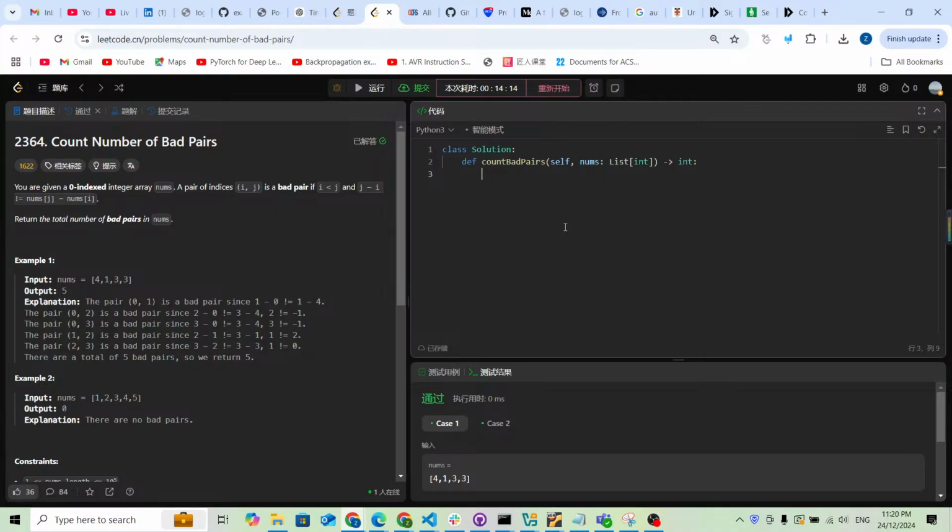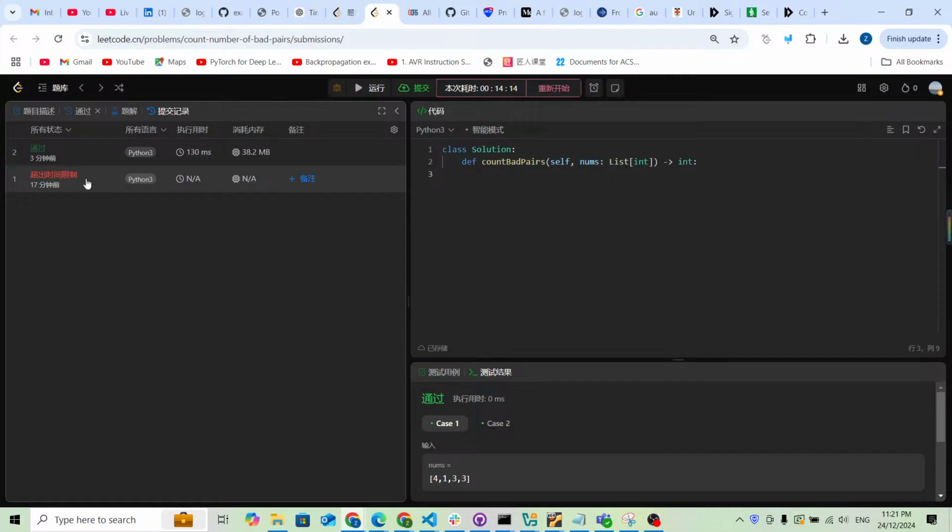2364, count number of bad pairs. For this problem, we are given a zero-indexed integer array nums. A pair of indices (i, j) is a bad pair if i < j and j - i != nums[j] - nums[i]. I think it's really easy to understand. If you don't understand it, just check the example. We're going to return the total number of bad pairs in nums.